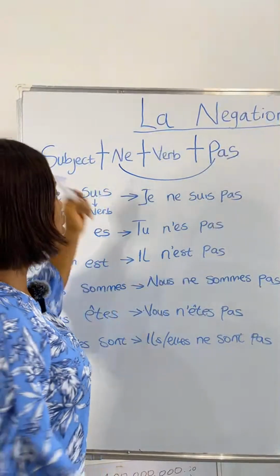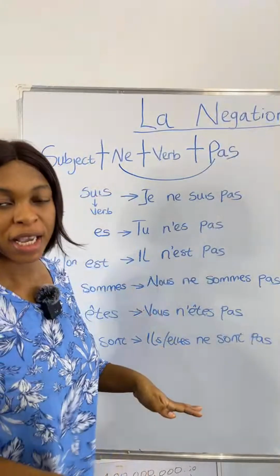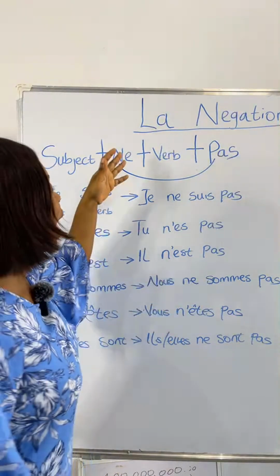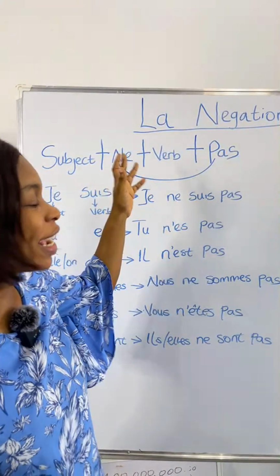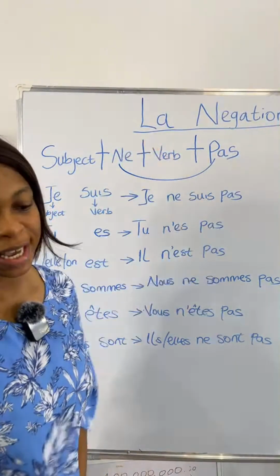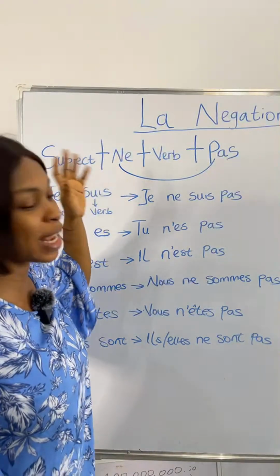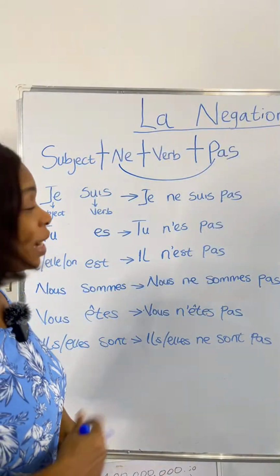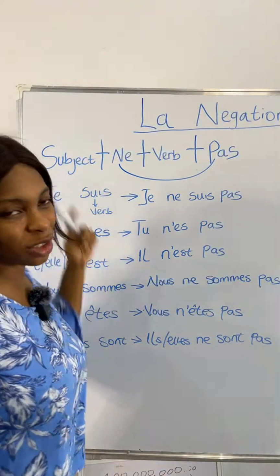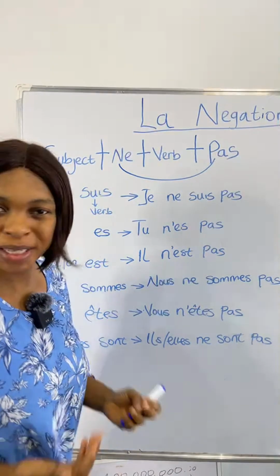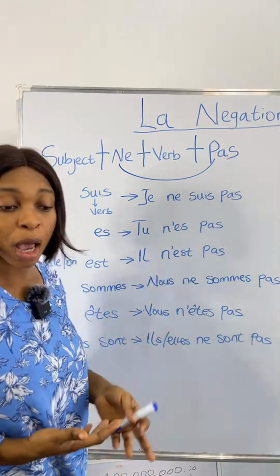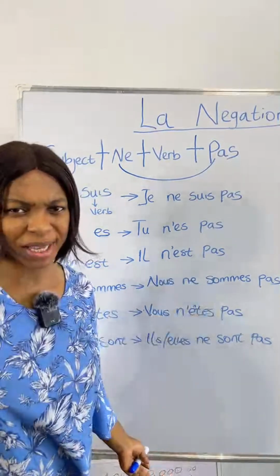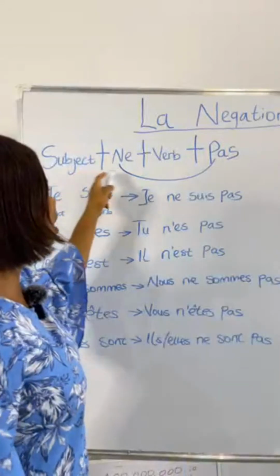Once you know this ne pas is "not" in French, you now have to know the placement, how to arrange it in your sentence. Like I said earlier, you start with the subject. The subject could be a personal pronoun, saying I, you, he, she. Anybody's name can be the subject of a sentence, right? After the subject is followed by ne.